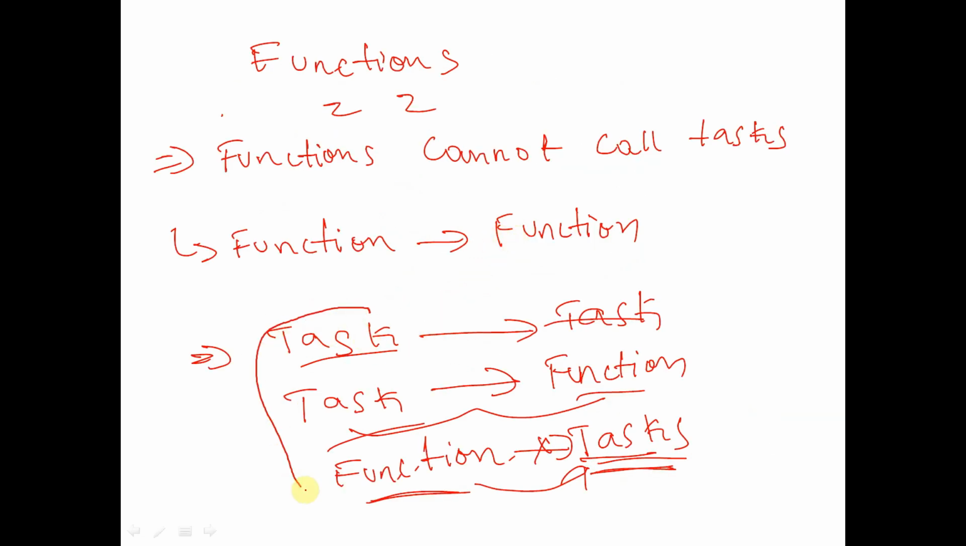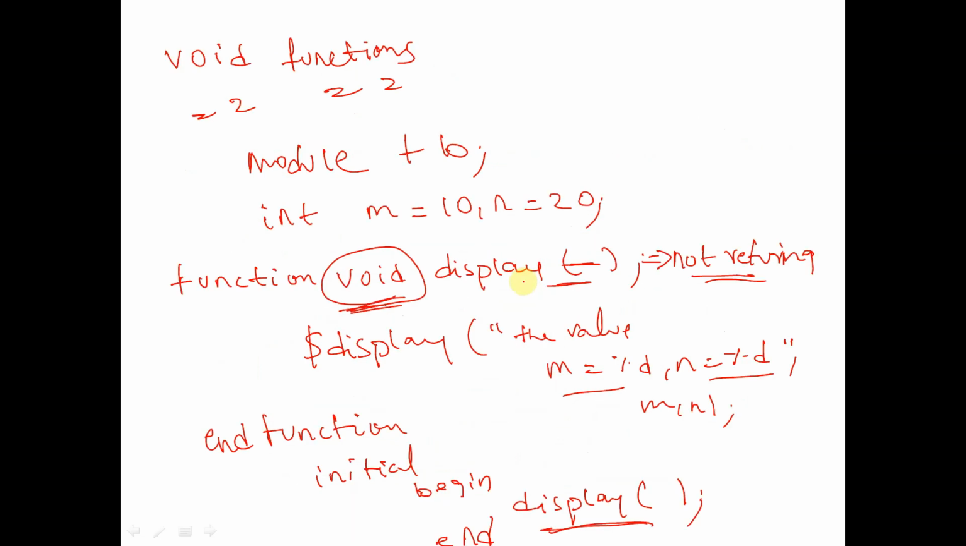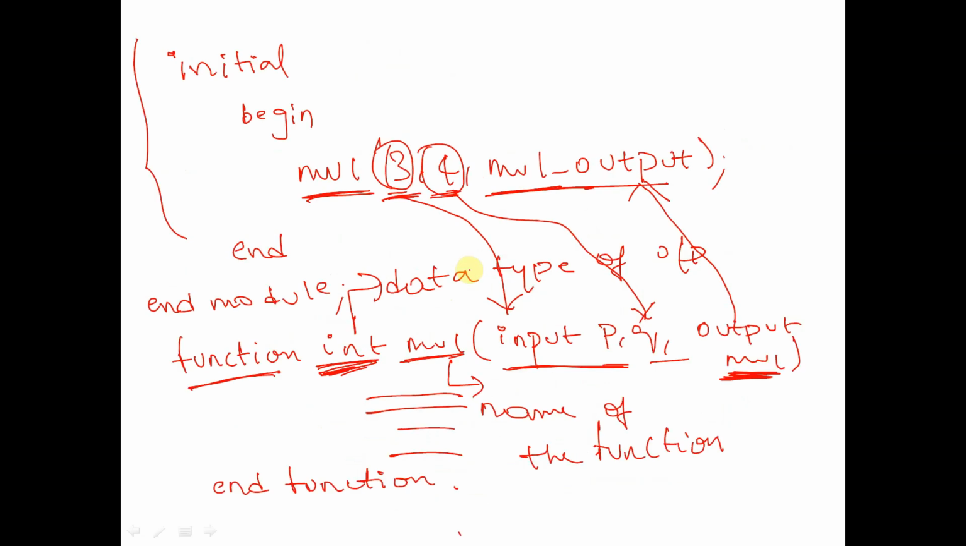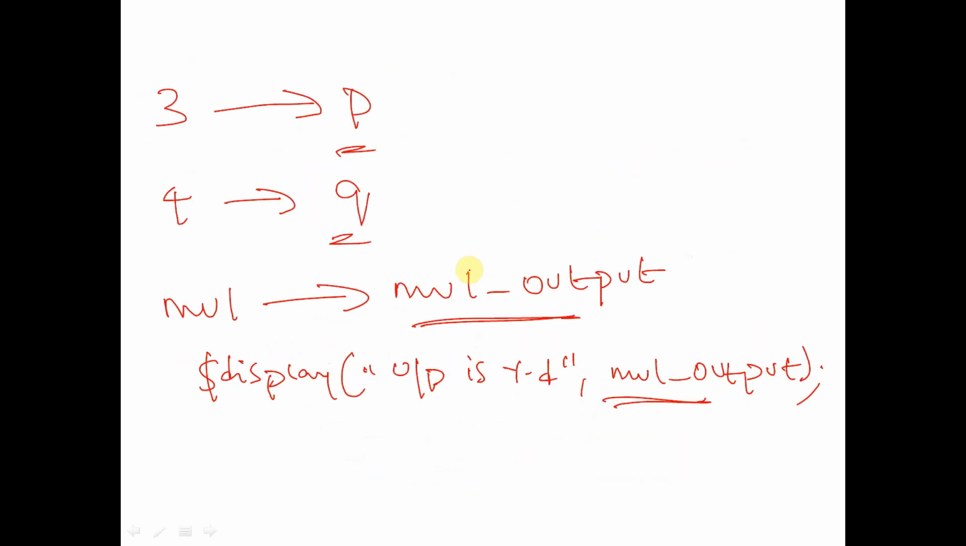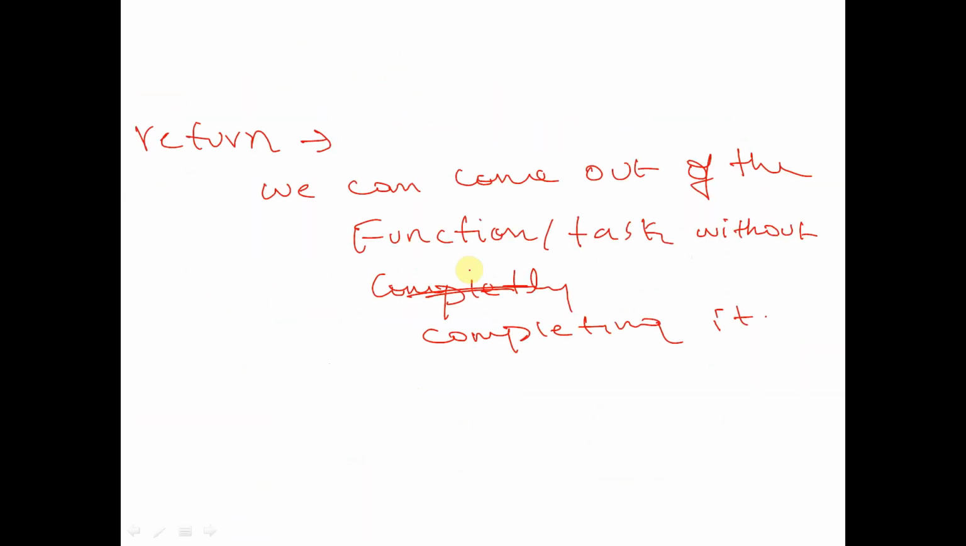We have also discussed that a task can call a task as well as a function, whereas a function cannot call a task; it can call only another function. We discussed one example about void functions and non-void functions. So in this session, we will start with pass by value and pass by reference.